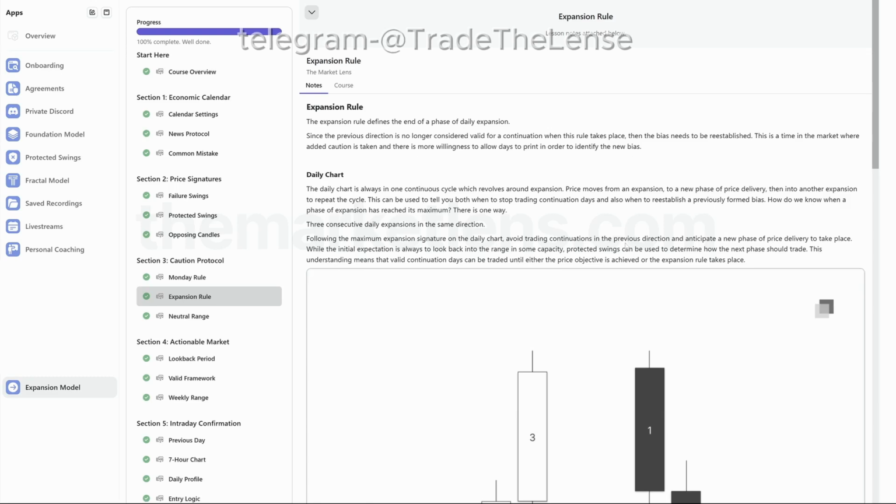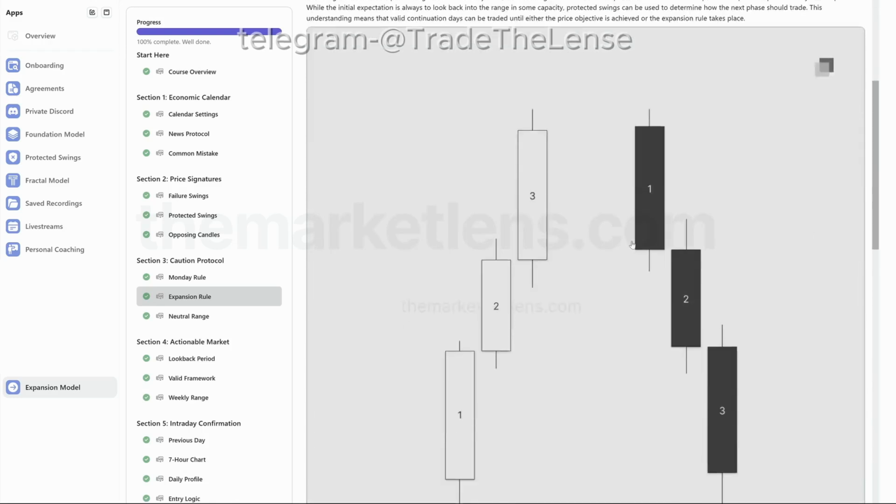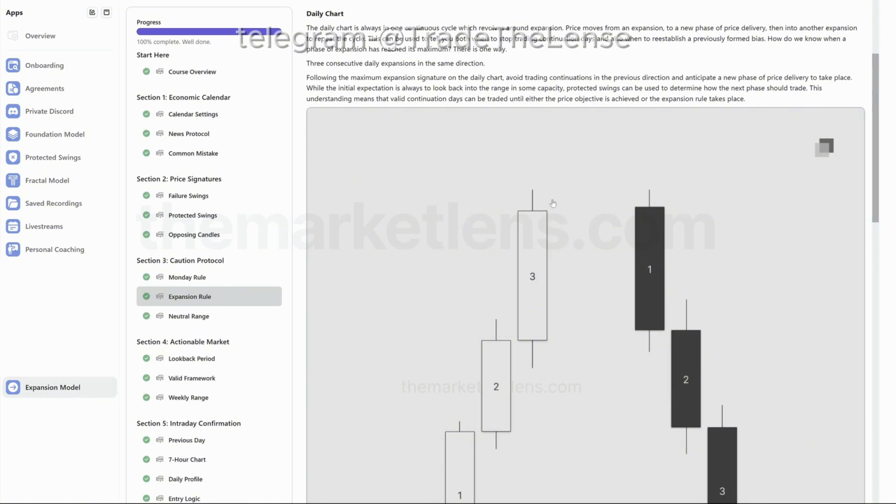What is the expansion rule? It's when on the daily time frame, we have 3 consecutive days of expansion in a row. Something like this: bullish, 3 consecutive days; bearish, 3 consecutive days in the same direction, no pause, nothing going on in between. And this is especially emphasized, and this kind of came up this week, when it occurs within a single week. That is when it's pretty extreme to be cautious on trading that continuation, because we expect the market at this point to pause or start trading back into the range.